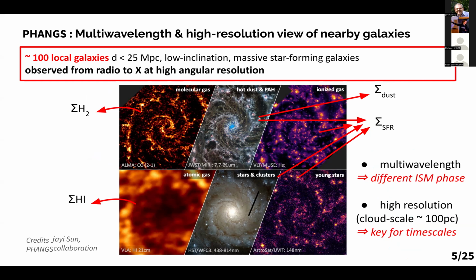So this multi-wavelength aspect is really critical to probe the multi-phase structure of the interstellar medium. And a second key aspect is the spatial resolution, which accesses almost cloud scale for most of the sample. I will present a few methods to measure timescale and highlight why this resolution is critical for timescale measurement.